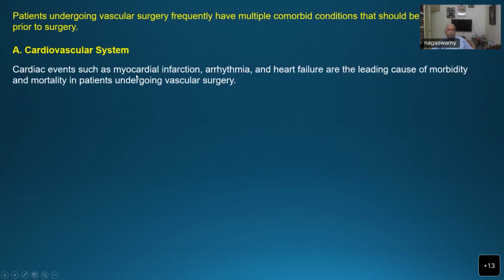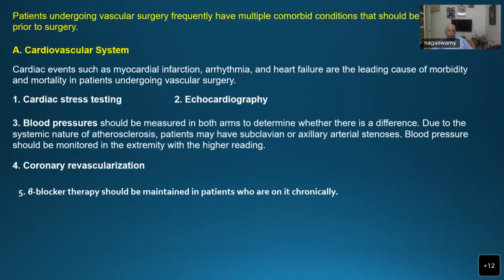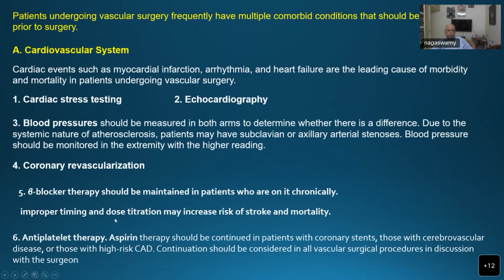The cardiovascular system: myocardial infarction, arrhythmia, heart failure. This is the most important point you have to keep in mind. So thoroughly evaluate the cardiovascular system, and for that you have to do cardiac stress testing if you suspect anything, echocardiography, and blood pressure to be measured in both arms to determine whether there is a difference, because even the upper limb vessels may be affected. And the need for coronary revascularization is very, very important to assess. Beta blocker therapy should be maintained in patients who are chronically on it, because improper timing and dose titration may increase the risk of stroke and mortality.